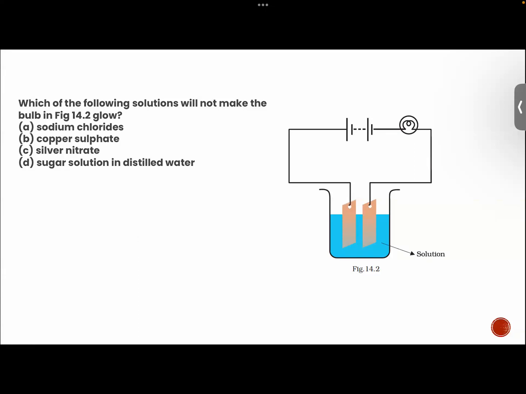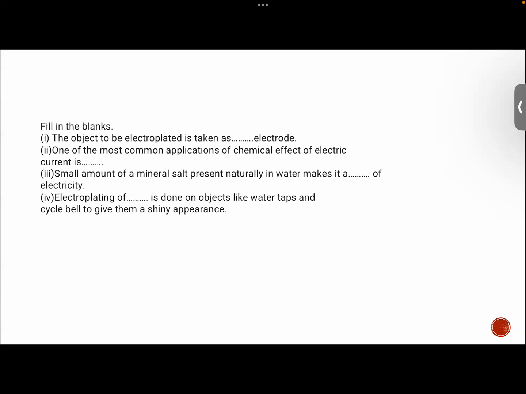So let's continue from this question. The question is, which of the following solutions will not make the bulb glow? Say if I were to take a sodium chloride or copper sulfate or silver nitrate or sugar solution, which one of them will not make this bulb glow? D1. Do you know that is sugar solution? Very good.